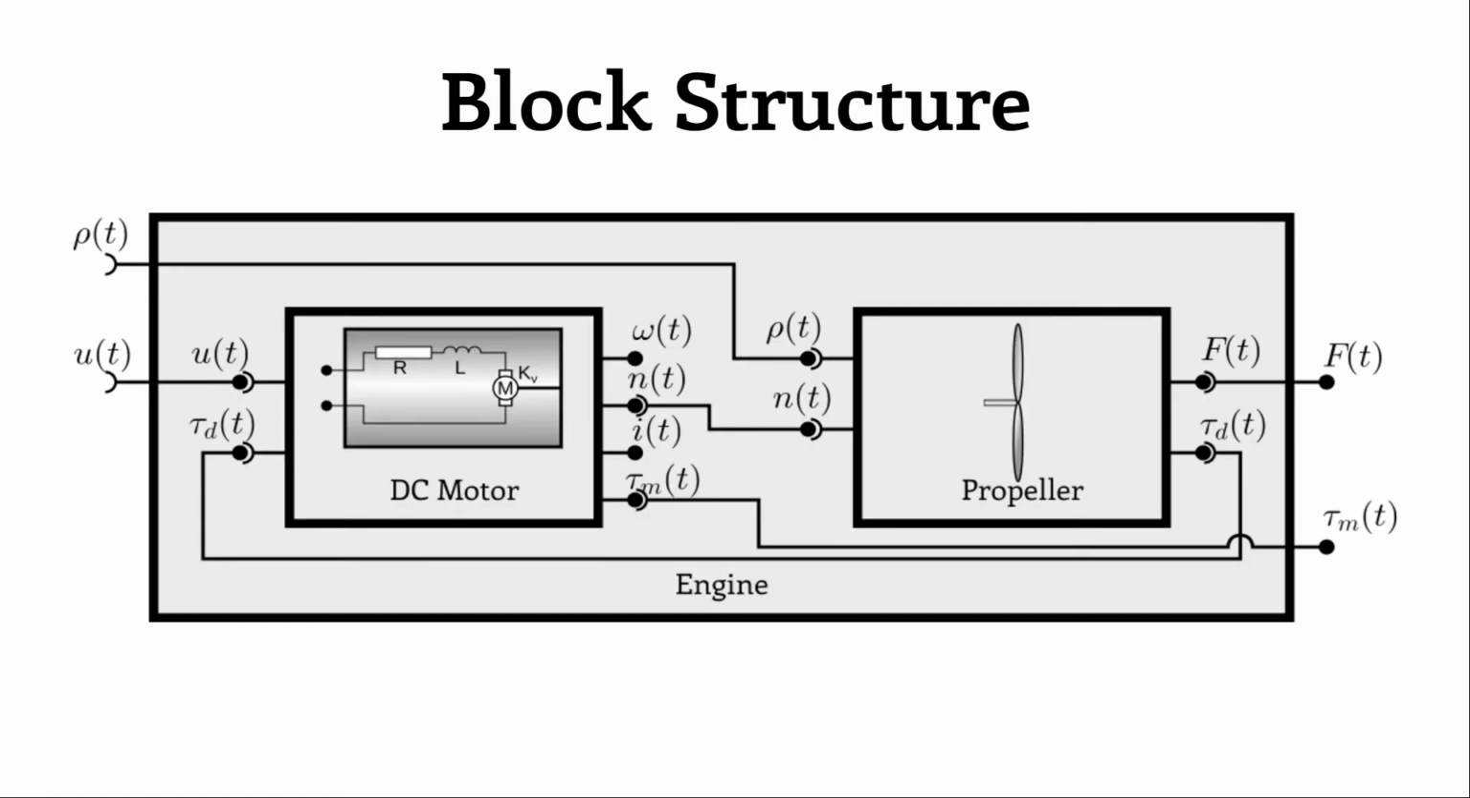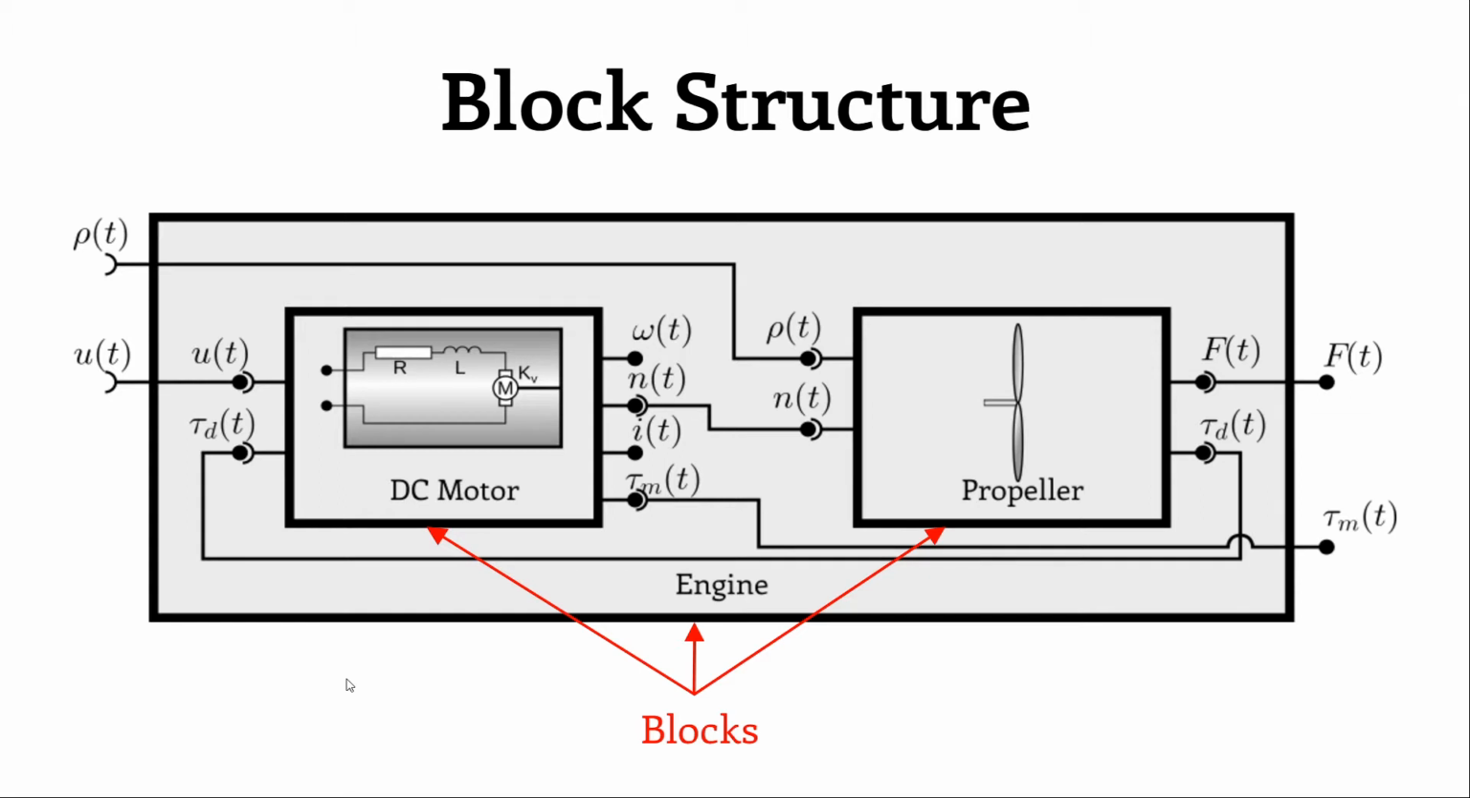Our basic block structure will look like this. We will have a DC motor that accepts some inputs and provides some outputs. And we will have a propeller that also accepts inputs and provides outputs. The DC motor will be a stateful block, so it does have internal state, and the propeller will be a stateless block, so it simply translates the inputs into outputs without any memory. And our third block will be the engine that encapsulates all of them together and connects them up in a sensible way. So these are our three blocks.